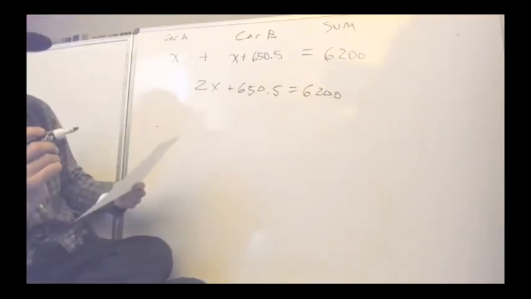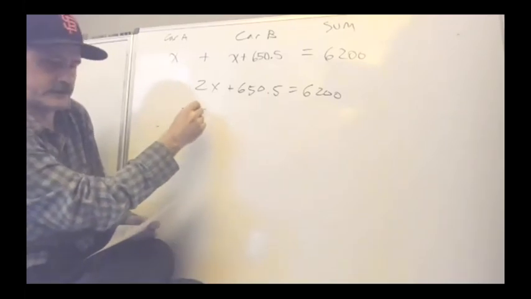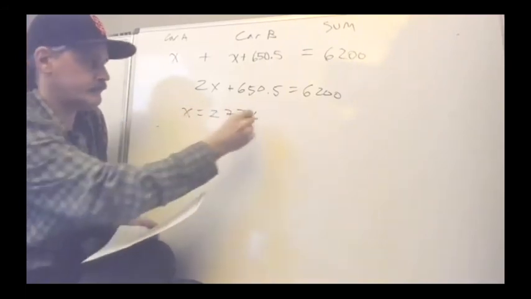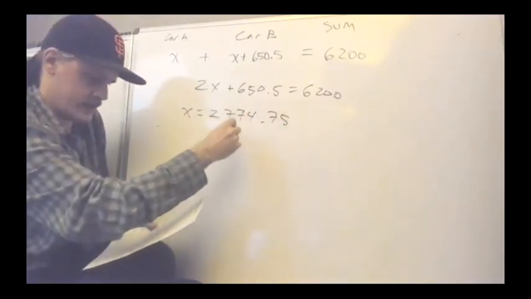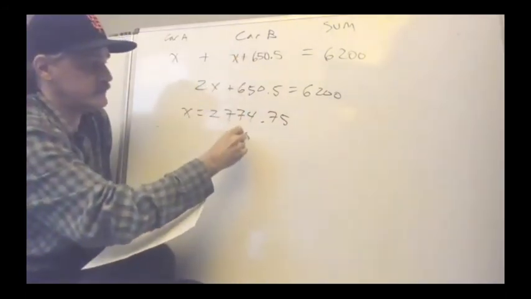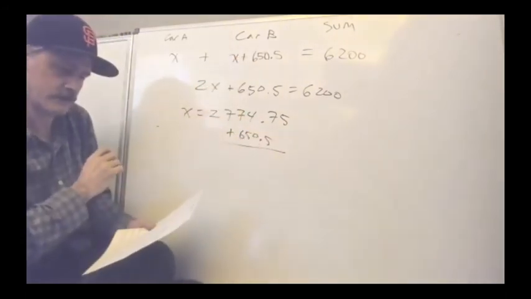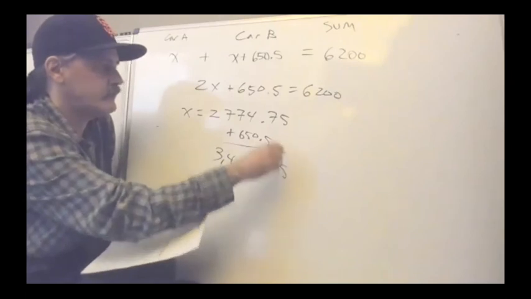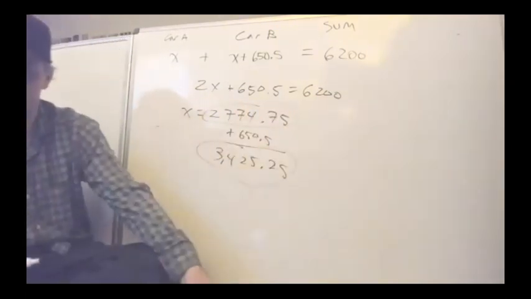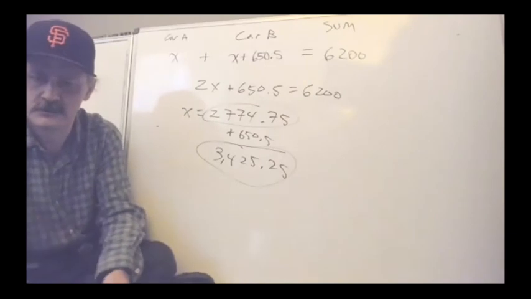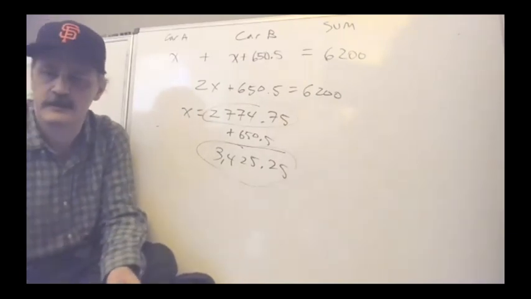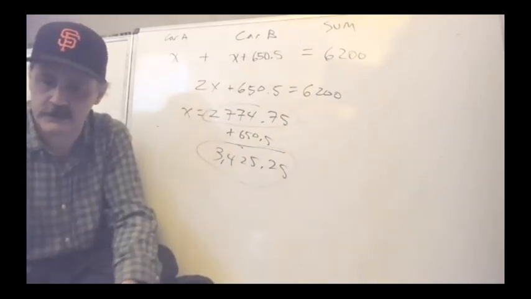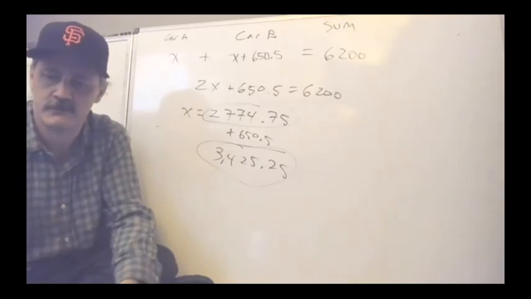And so one car, which would have been the x, and then the other car, you would add the 150.5, and so that would have gotten you 3,425.25. So these are the two answers. Now maybe you can do this in intuition in your head, nothing wrong with that. But when we set up equations, it's because when we have problems where we can't use our intuition, we need a more formal procedure.